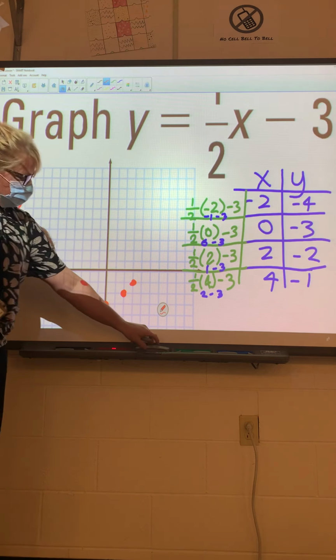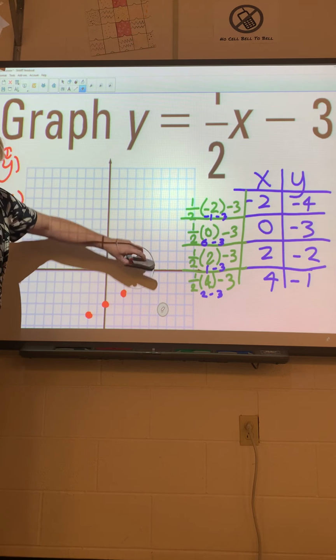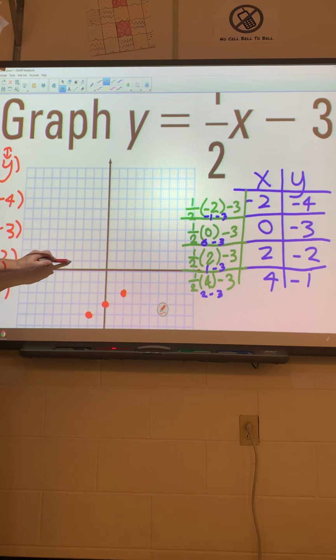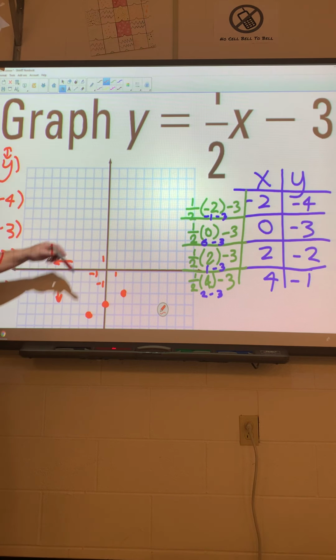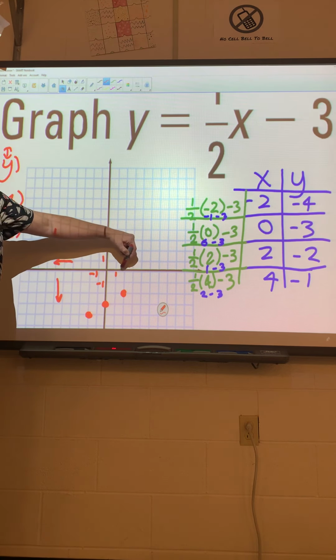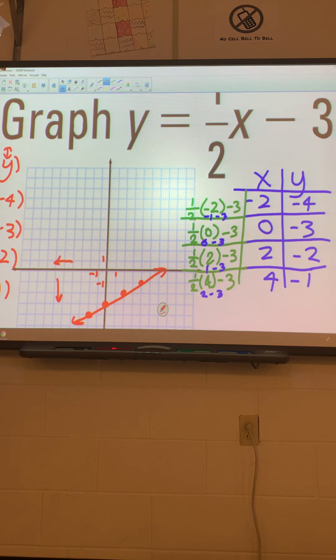Oops. Which way is negative and which way is positive? Negatives are this way and this way. So like this would be -1, +1, +1. Down here is -1. There we go. So we graphed that line, that equation.